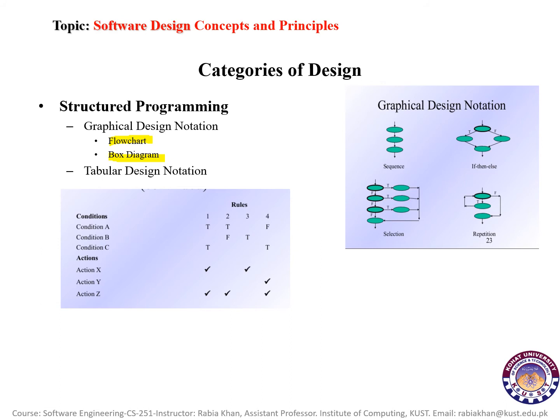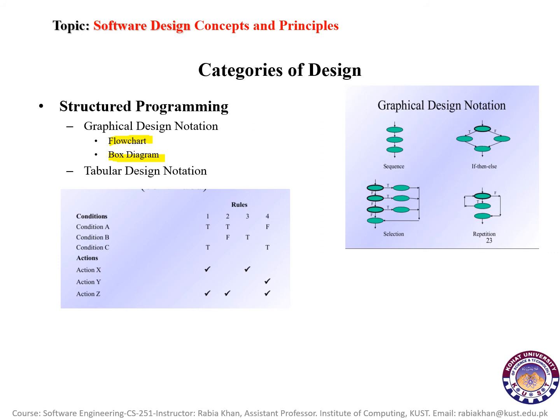Flowchart is the most commonly used. Flowchart is quite simple pictorially. A box is used to indicate a processing step. A diamond generally represents a logical condition and arrows show the flow of control.